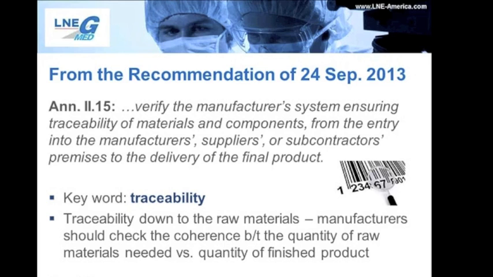Annex 2.15 also states that the manufacturer should check the coherence between the quantity of raw materials needed against the quantity of finished product. So in other words, if a manufacturer orders 2 gallons of raw material in order to make 20 devices, the subcontractor should be able to produce 20 devices at the end. If there aren't 20 devices, then maybe there's an issue with the raw material or the subcontractor's instructions, like if they're using too much or too little. Regardless, it's the manufacturer's responsibility to make sure that this problem is fixed.